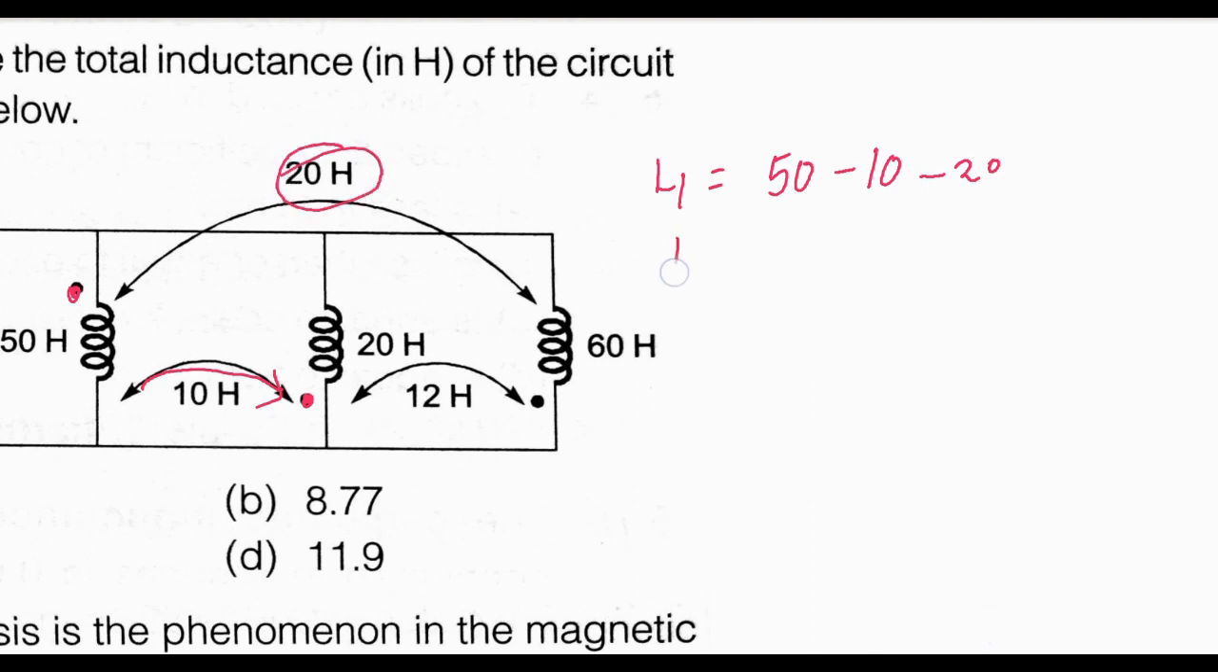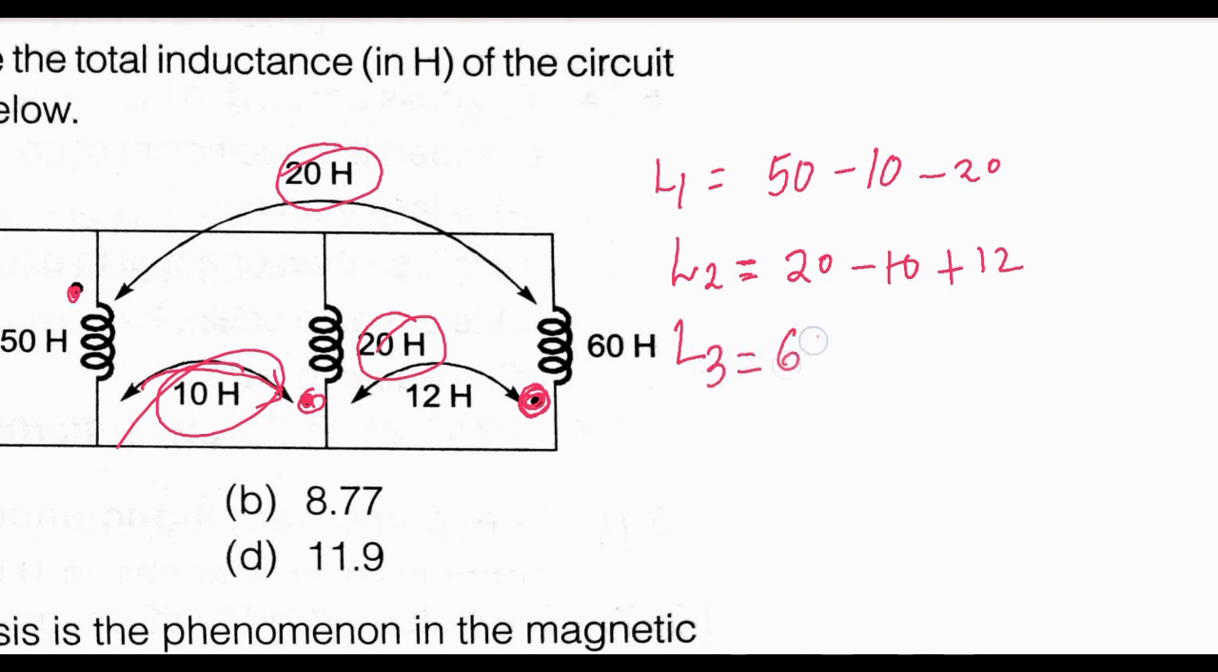And similarly I can write for L2 equivalent, L2 equivalent will be 20 minus 10 and plus 12, because here orientations are same, these fluxes are adding not opposing. So similarly L3 will be 60 minus 20 plus 12, and this is coming to be 20, and this is coming to be 22 and this is coming to be 52.